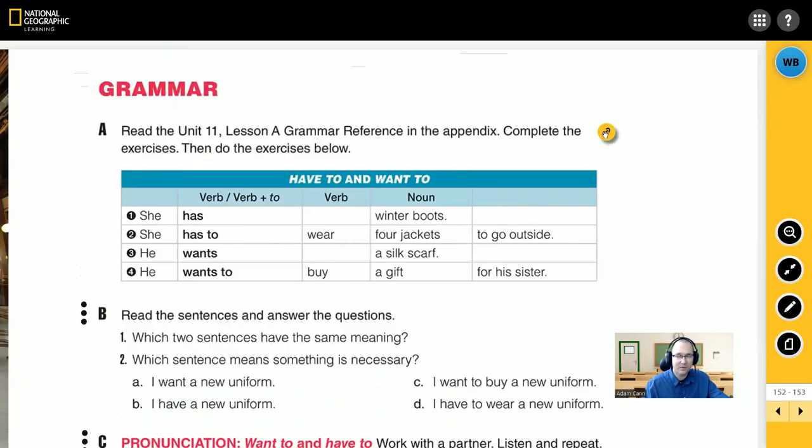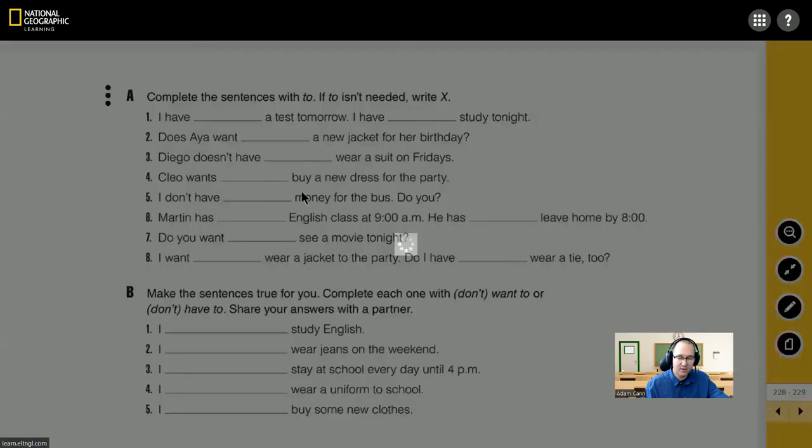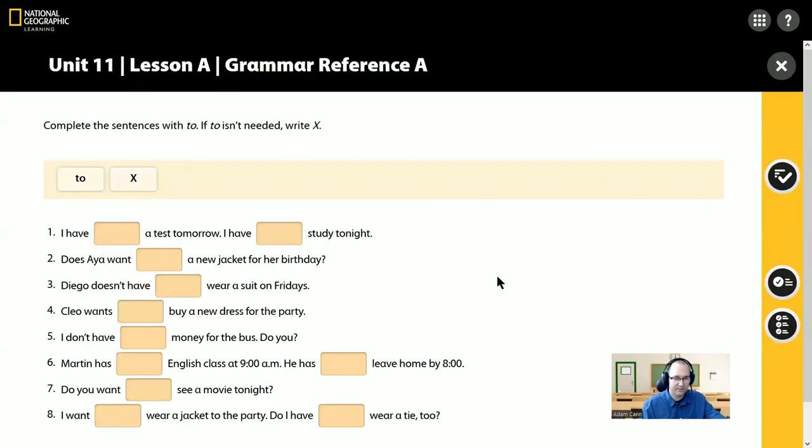And let's do one more grammar, and that's here. As always, pause the video so that you have a chance to, you know, slow down. And basically, it's just asking, complete the sentences with, right, with to. If it isn't needed, put an X. So I have a test tomorrow. What do you think? Have or have to? Well, it's I have a test tomorrow. I have to study tonight.